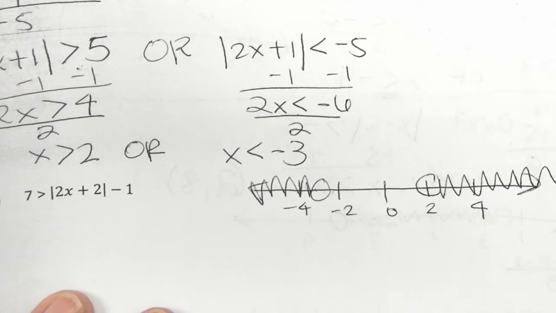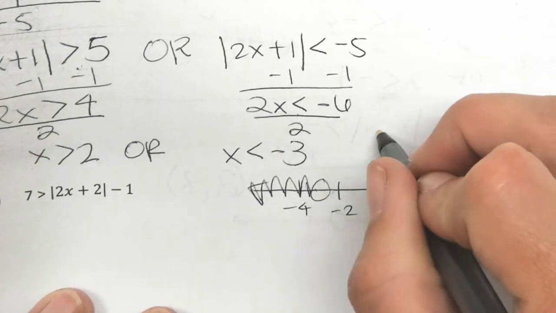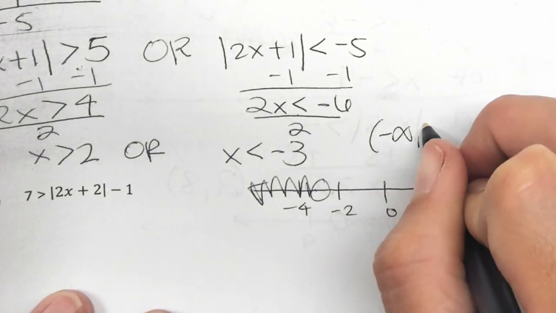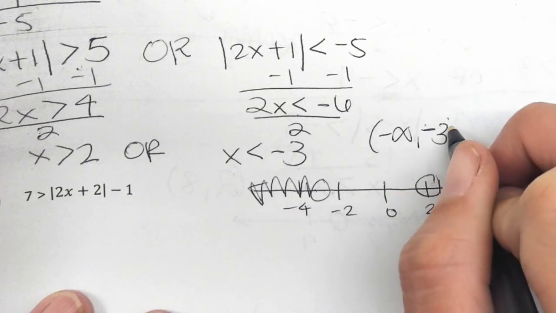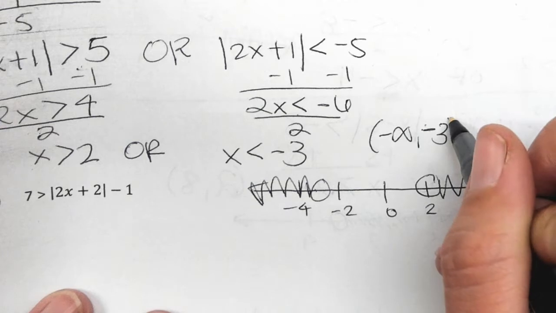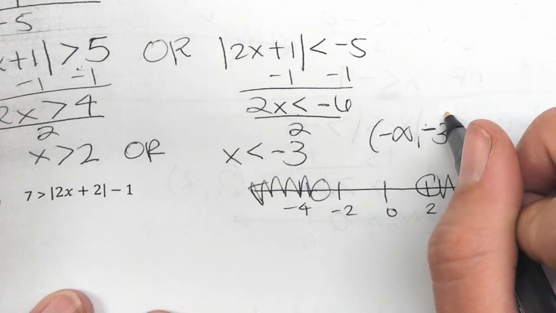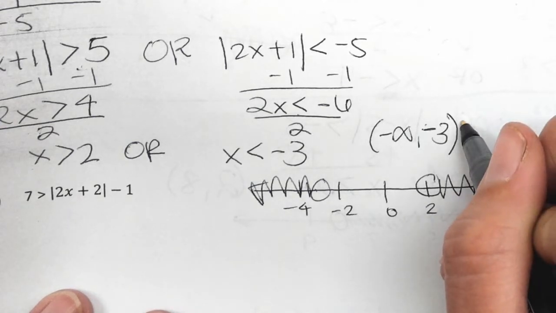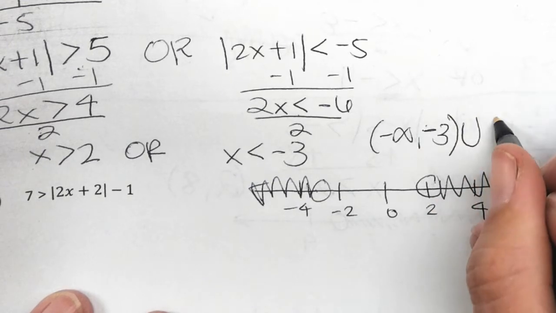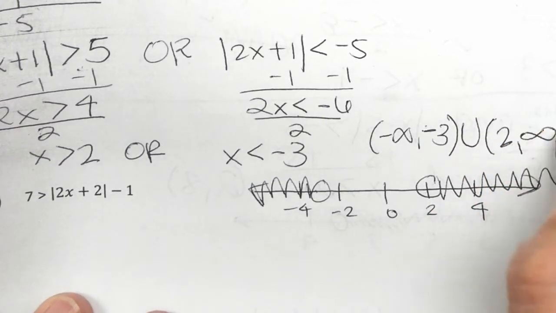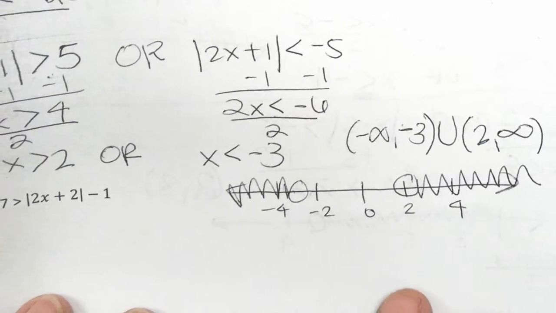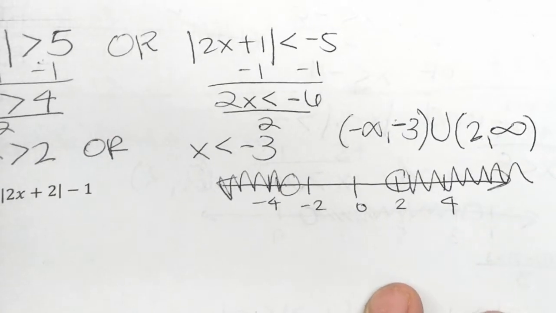So, go ahead. Negative infinity to negative 3, and then what goes right here? The union symbol. Before that, parentheses. Go ahead. Union, and then 3 to infinity. Perfect. Questions?